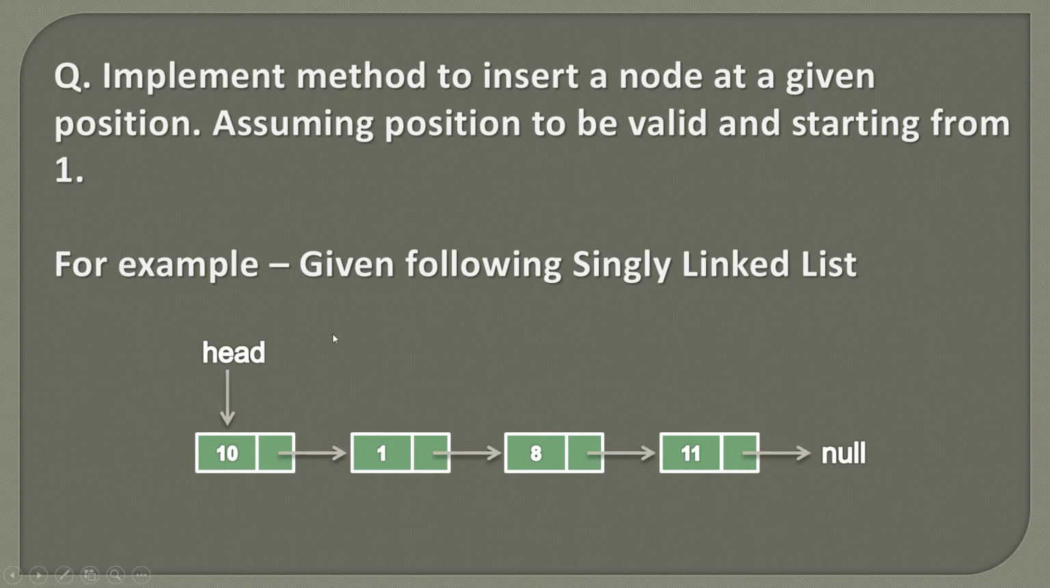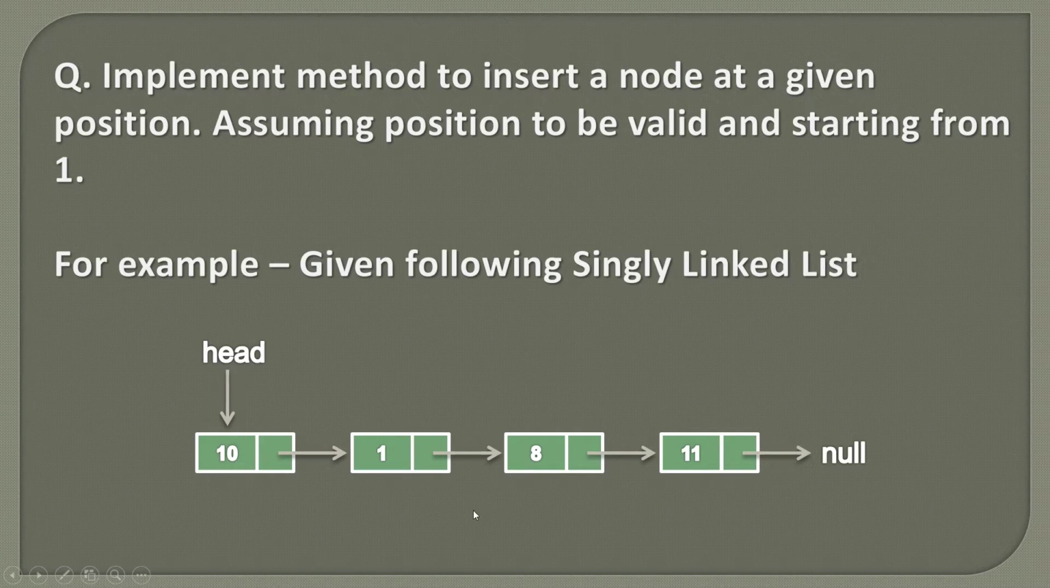So for example, here you can see that we are given, let's say, a singly linked list. And now let's say we want to insert a node at a given position. So here we are assuming that position to be valid. It means that position should lie from 1 to whatever is the length of the singly linked list. And here we are starting it from 1, which means if you want to insert a node at position 1, it would be the first node. And if you want to insert at position 5, then this would be the last node.